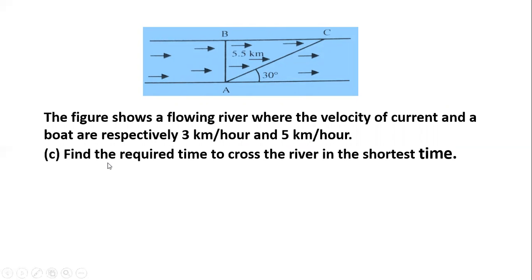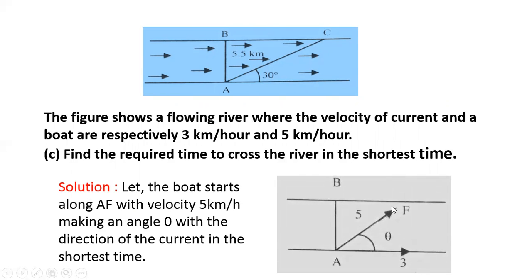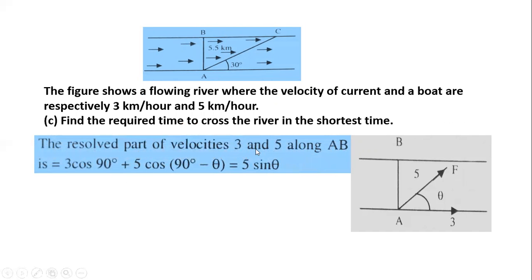Now, part C. Find the required time to cross the river in the shortest time. Let the boat start along AF with velocity 5 km/h, making an angle theta with the direction of the current, in the shortest time. The resultant of velocities 5 and 3 along AB is 3 cos 90 degree plus 5 cos (90 degree minus theta), equal to 5 sin theta. Here this angle is theta.